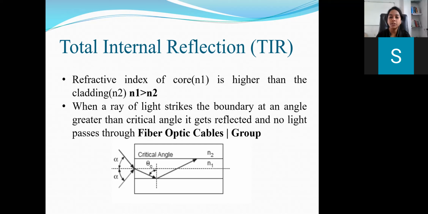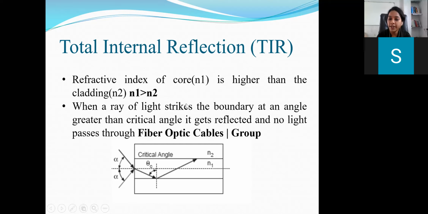The refractive index of the core should be higher than that of the cladding. Two layers are there: the inner one is called the core, and the outer layer is called the cladding. So the refractive index of the core should be higher than the refractive index of the cladding. We name the refractive index of the core N1 and that of the cladding N2. The condition is that N1 should always be greater than N2.